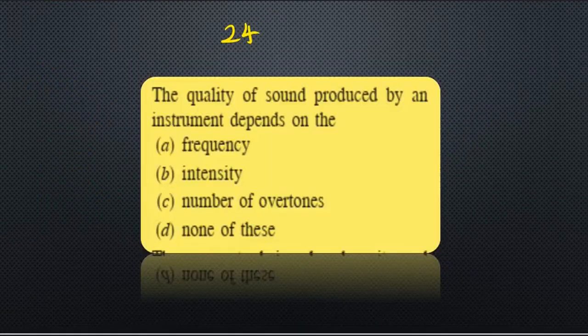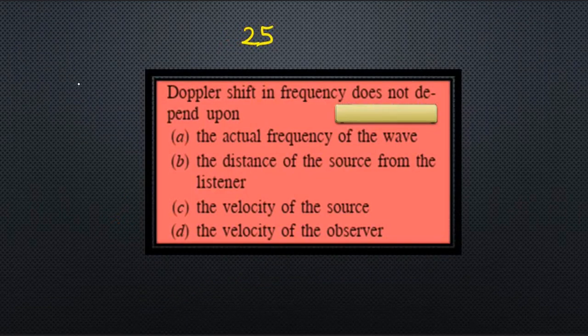Question number 24. The quality of sound produced by an instrument depends on frequency, intensity, number of harmonics, none of these. I hope you know the answer for this, number of harmonics. Question number 25. Doppler shift in frequency does not depend on actual frequency of the wave, the distance of the source from the listener, and velocity of the observer. Actually, it does not depend on the distance of the source from the listener. We came across a question like this again.